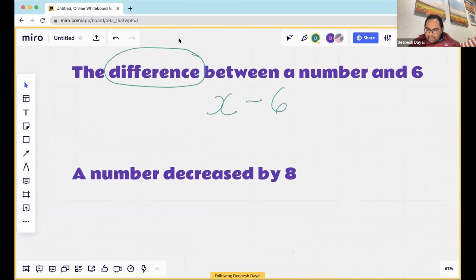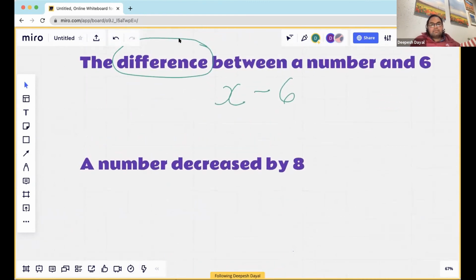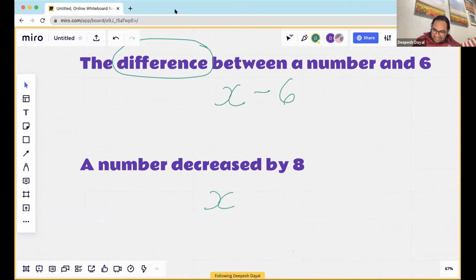Next one, a number decreased by 8. X minus 8. X minus 8. Okay, sure. You're all doing really well. Let's see, you looking at the keywords, hey, which is decreased.